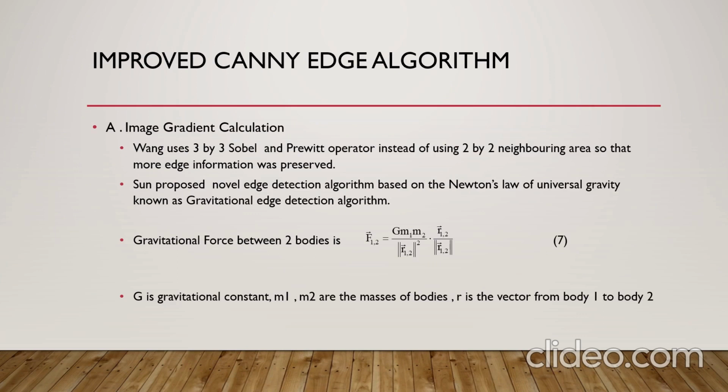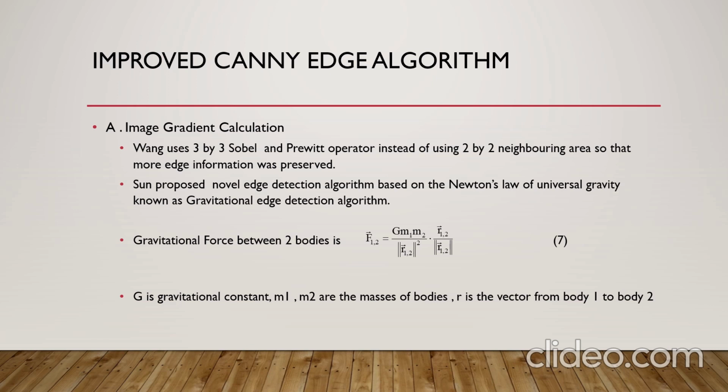Now I will discuss improved Canny edge detection algorithm. The first step is to find out the image gradient. Professor Wang uses 3 by 3 Sobel operator and Prewitt operator instead of using 2 by 2 neighboring area operator, so that more edge information was preserved.